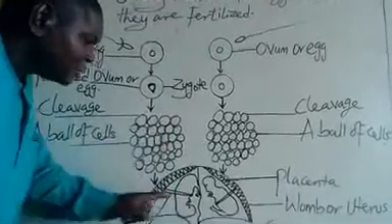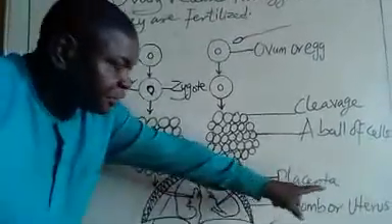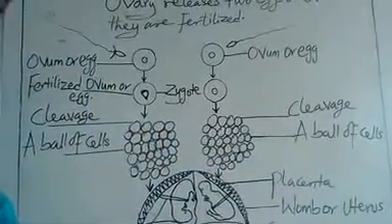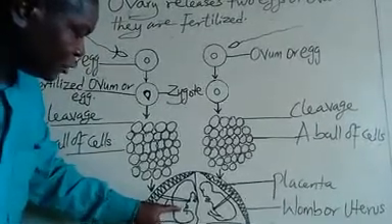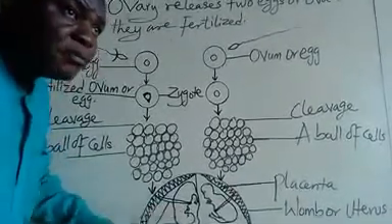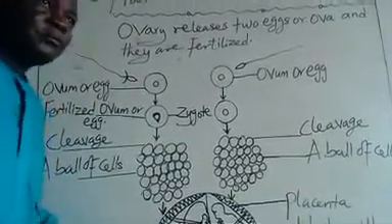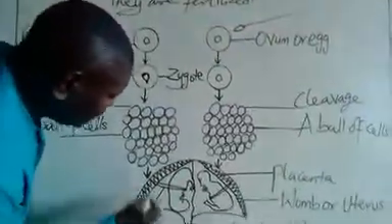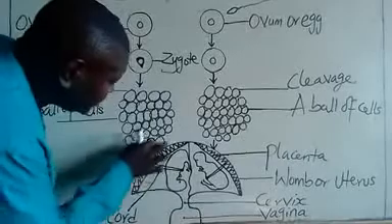After this development, what next is for you to have a baby in the womb or uterus. Womb or uterus. Look at the baby. Look at the fetus. We call the baby in the womb fetus. As you can see, there's what we call placenta. Look at it. Placenta.